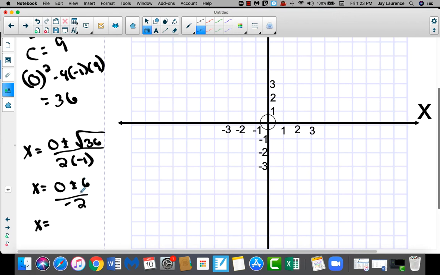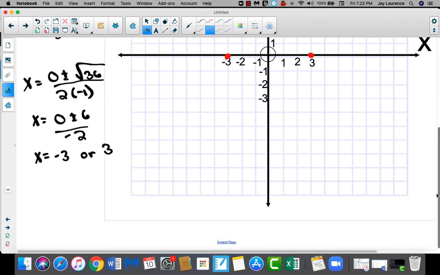All right, so I'm going to have 6 over negative 2, so I'm going to get negative 3, or negative 6 over negative 2, positive 3. So this is going to go here and here. Now, because of symmetry, I know the line of symmetry is the y-axis. Because they're zeros, they have to be the same distance from the line of symmetry.